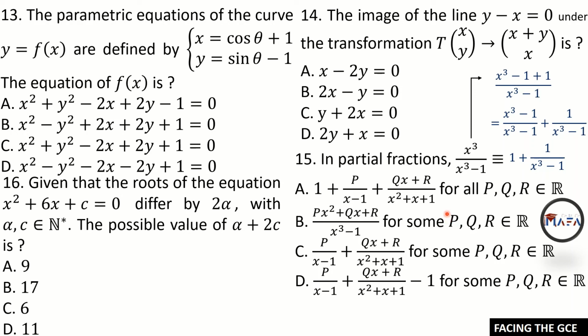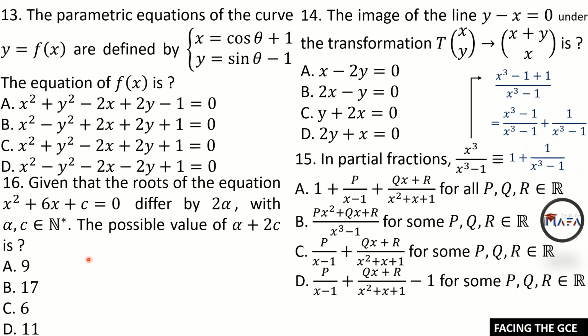Question 16. Given that the roots of the equation x squared plus 6x plus c equals 0 differ by 2 alpha, with alpha and c being in the set of natural numbers, the possible value of alpha plus 2c is... I think this was one of the trickiest questions, and up to now we have received around 30 students who have taken part in the evaluation and nobody has passed this question. Yes, it is an MCQ, but nevertheless we know that the probability of you passing the question is 25%, so it is actually possible, but nobody has passed the question.